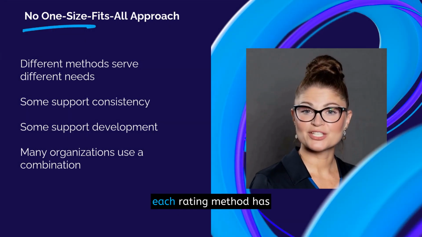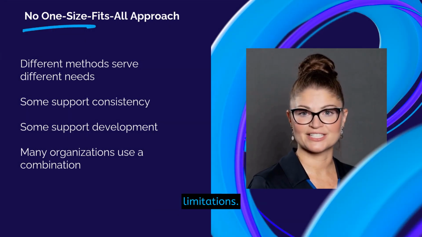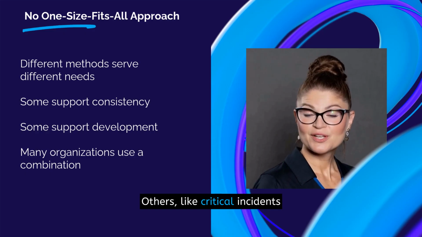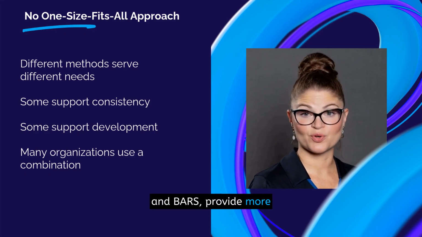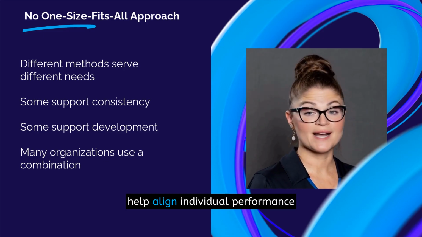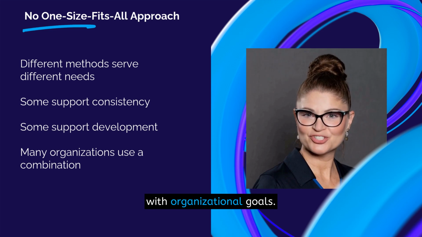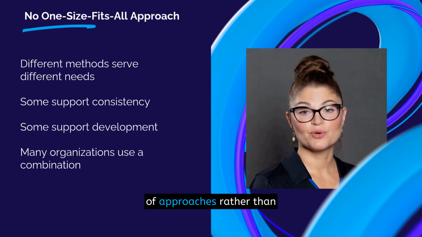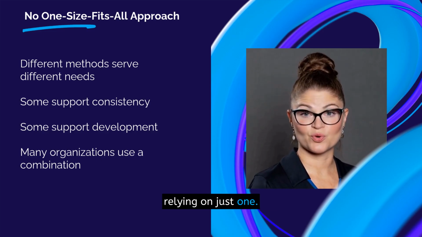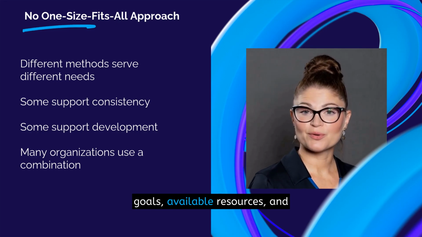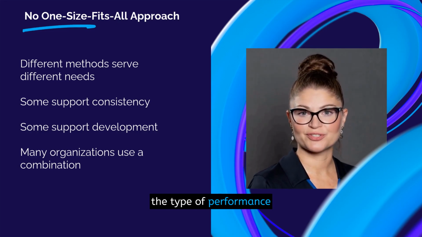As you can see, each rating method has its own strengths and limitations. Some methods, like the graphic rating scale, are useful for consistency and efficiency. Others, like critical incidents and BARS, provide more detailed and behavior-based feedback. And methods like MBO help align individual performance with organizational goals. Because of this, many organizations use a combination of approaches rather than relying on just one. The best method depends on the organization's culture, goals, available resources, and the type of performance being measured.